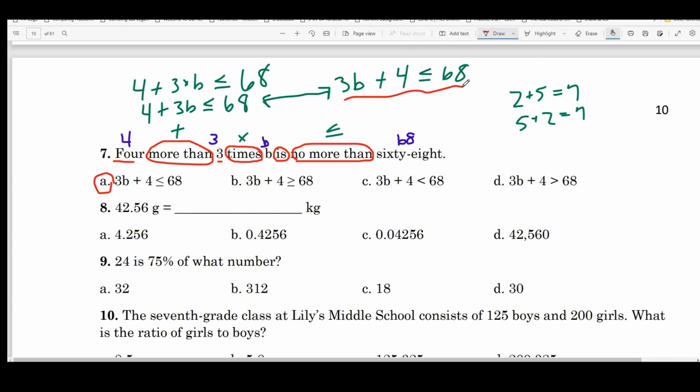Does that make sense to everybody, the way that I said that? Yes? No? Maybe.